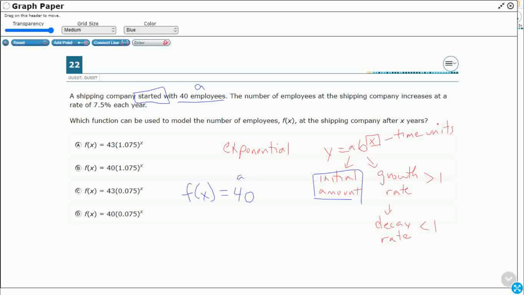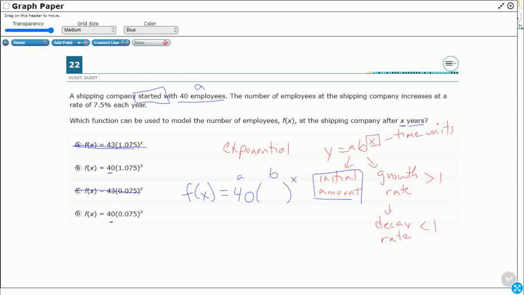Now, look, I'm already eliminating A and C because they're getting 43, right? 43 isn't even in the problem, which isn't always an automatic no, but if we know that 40 is our initial amount, then we need to be looking at either B or D. All right, so now we need our b term. So this is going to be our growth rate or decay rate, and then we're going to take it to the x power because look, it says x years. That's our time unit. Okay, so we're looking for that b term.